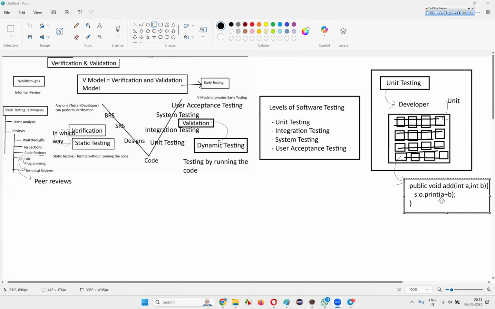The developer will perform testing of individual unit code, to see individually whether they are working fine or not. That kind of testing is called unit testing. Everyone clear?